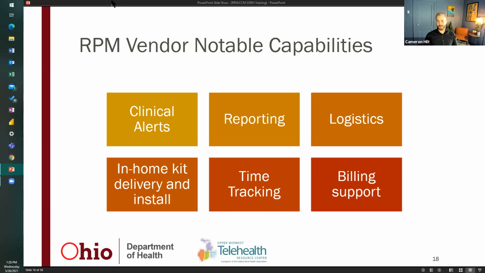The other option they can offer is logistics support as well as in-home kit delivery and installation. So that can be huge if you really don't want to be the person that has to deal with sending kits home with people and figuring out how to install them. So they can offer a lot of that support, which can be really helpful.